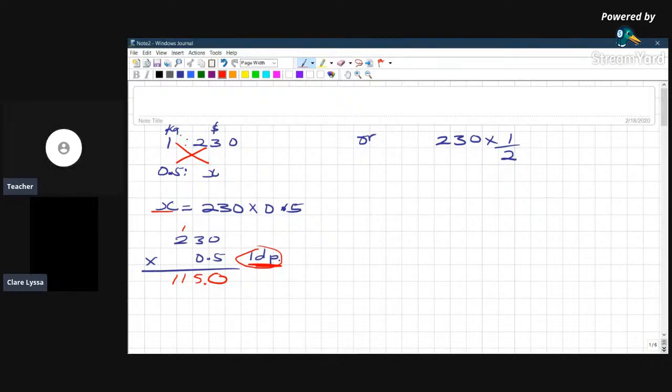So the cost of 0.5 kilogram or half a kilogram of beef would be $115. That is the same as saying 230 over 1 multiplied by a half, because 0.5 can be expressed as a half. We want to make this whole number 230 a fraction by putting it over 1. And then 2 can go into both of these numbers diagonally, because 2 is an even number and 230 is even, so both of them have 2 as a factor.